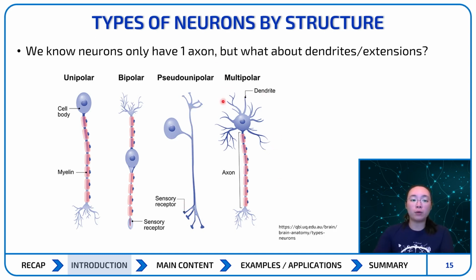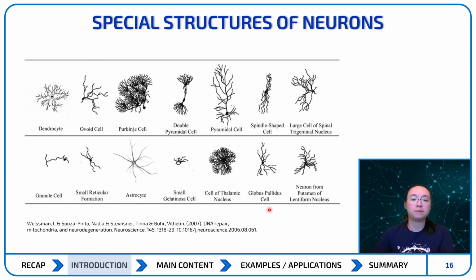You then have multipolar, where you have a cell body, and this is the one that we presented before. You have a bunch of dendrites here, which receive signals, go down an axon, and then go to the axon terminals. And these are the four most basic types of neurons by structure. You actually have many, many more. These are just typical ones. There are some very unique looking neurons throughout our body as well, and some examples are provided in this slide.